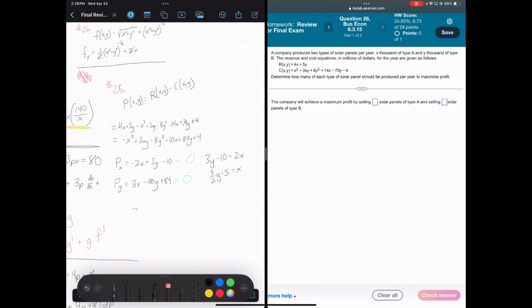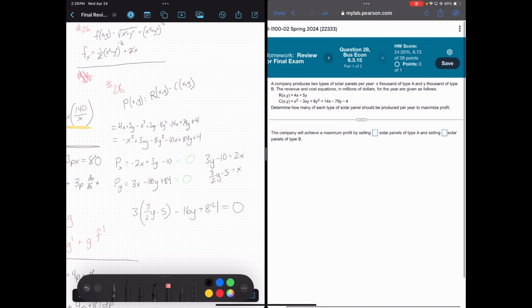So I get 3 times (3/2 y minus 5) minus 16y plus 84. And what do I want to do with this partial derivative? Once again, you guys have already told me. I want to set it equal to 0. Now this is all in terms of y, which means you can go ahead and solve for y, which will get you to your answer.